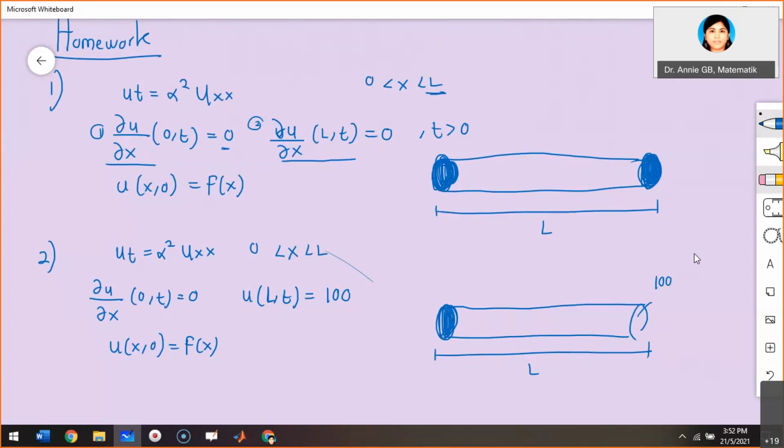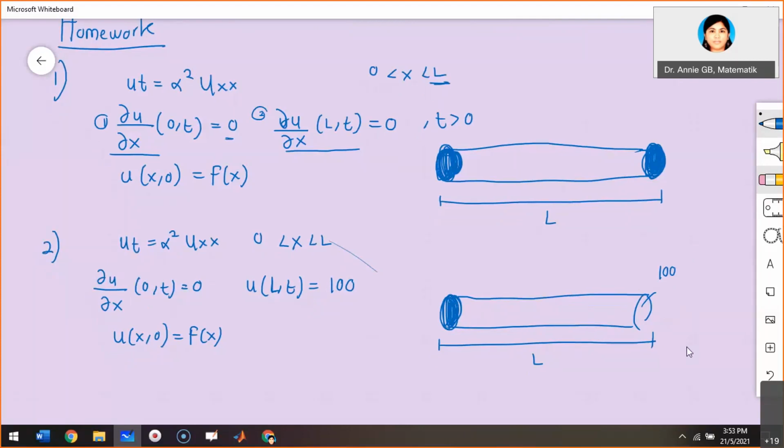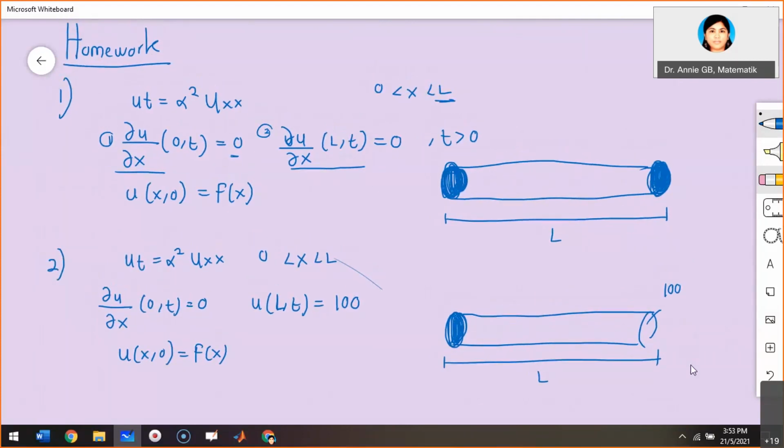Cuma yang berbeza nanti masa kita nak apply initial condition. So I would like to see your solution. What do you get? Okay, now like any question berkenaan dengan homework week 10? Faham tak soalan? Ada apa-apa nak tanya?